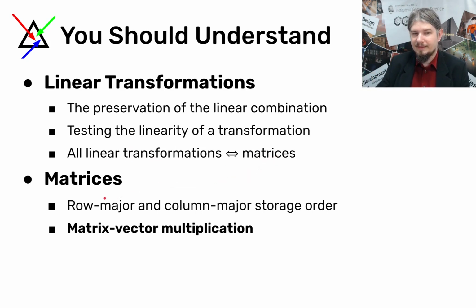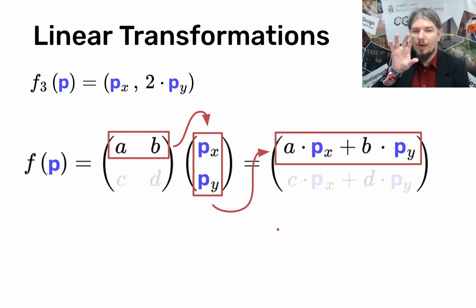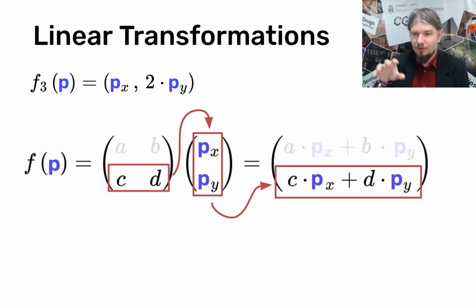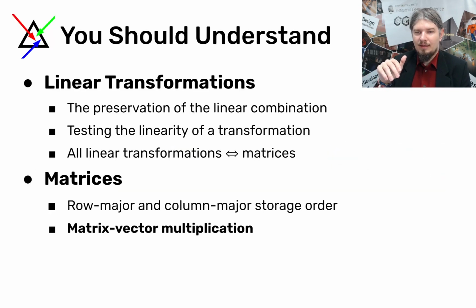You should also know about matrices now, and distinguish between the row major and column major storage order, and know which one of these we use here. And if you come across another API or another technology, then make sure to find out which storage order they are using. And very importantly, you should know matrix vector multiplication. So this operation that we did here, where we multiply a vector with a matrix by just combining the rows with this column of the vector and getting the coordinates of the result that way for both rows, both coordinates of the result. This is going to be very handy in the following material.